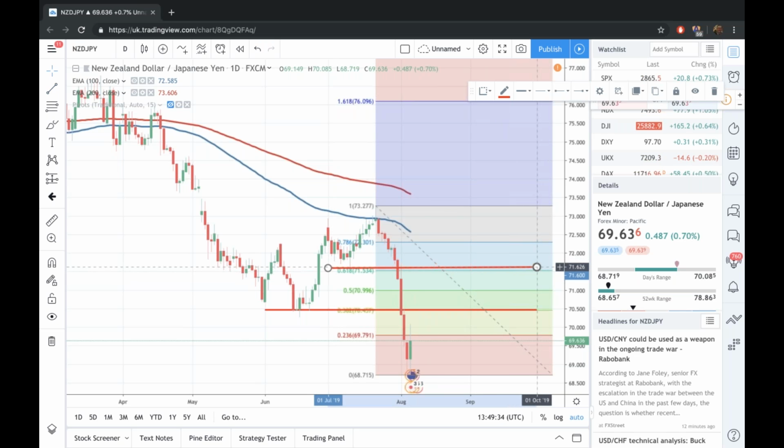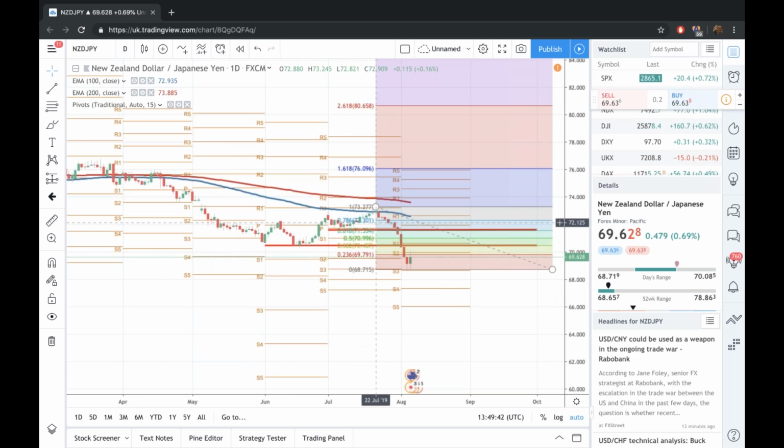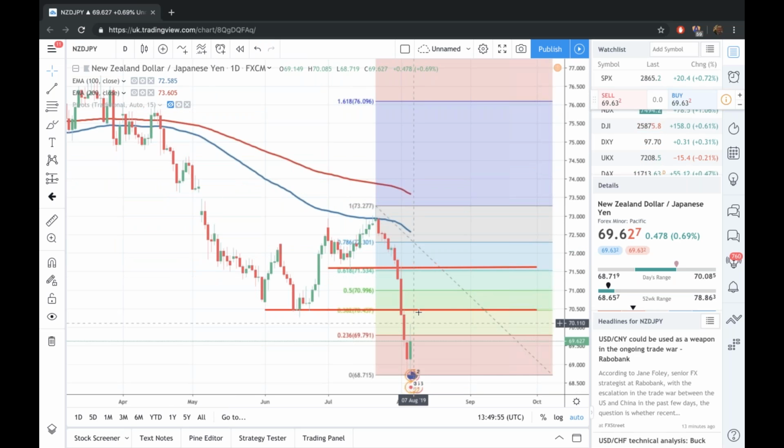So if we did get a dovish RBNZ, then this level here looks very interesting to me as I put that together. You've got a confluence of factors: you've got the support, you've got the S1 pivot point here, and that is the 38 percent retracement level, and it's the 70.50 level. So with a dovish RBNZ, looking for shorts from this level would make sense.